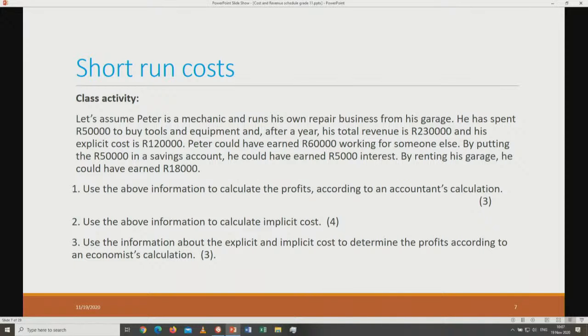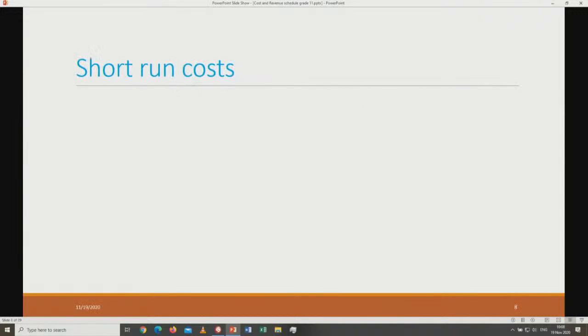Let's look at the question. The first question says, use the above information to calculate the profits according to an accountant's calculation. Now you know that an accountant needs the total revenue as well as explicit cost so that they can calculate an accounting profit. Okay, now let's look at that quickly. This is how the accountant will calculate the accounting profit.